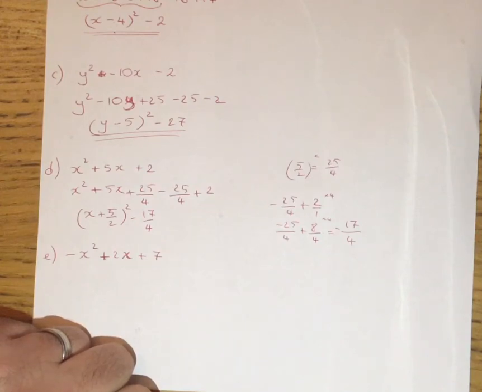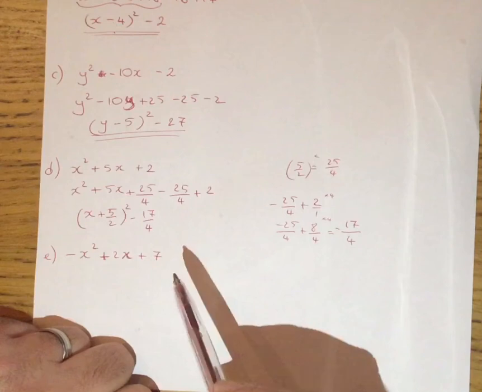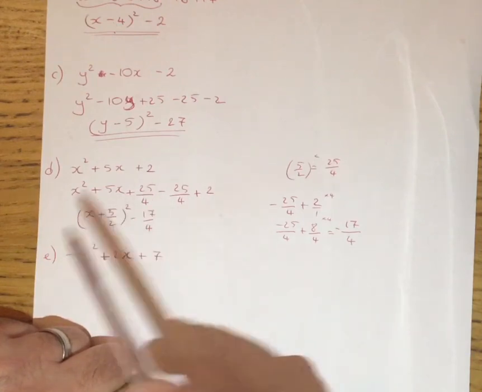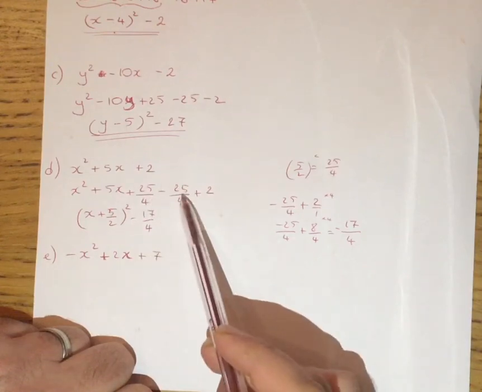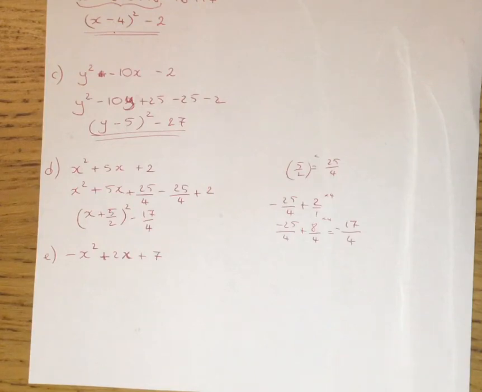Using fractions, you could use, or you can change that to a mixed number. You could use decimals, so you will have here 2.5 squared is 6.25, so then you can work with decimals. That will be perfectly acceptable too. Okay.